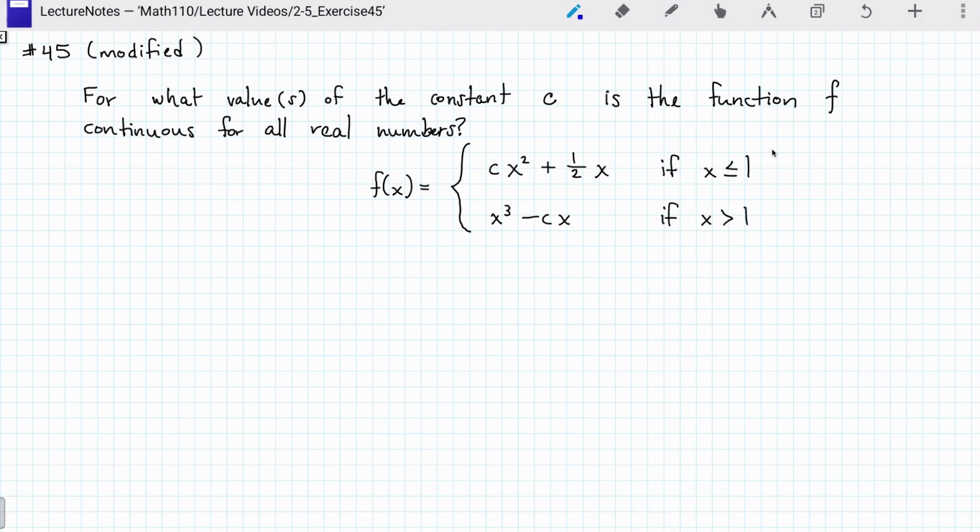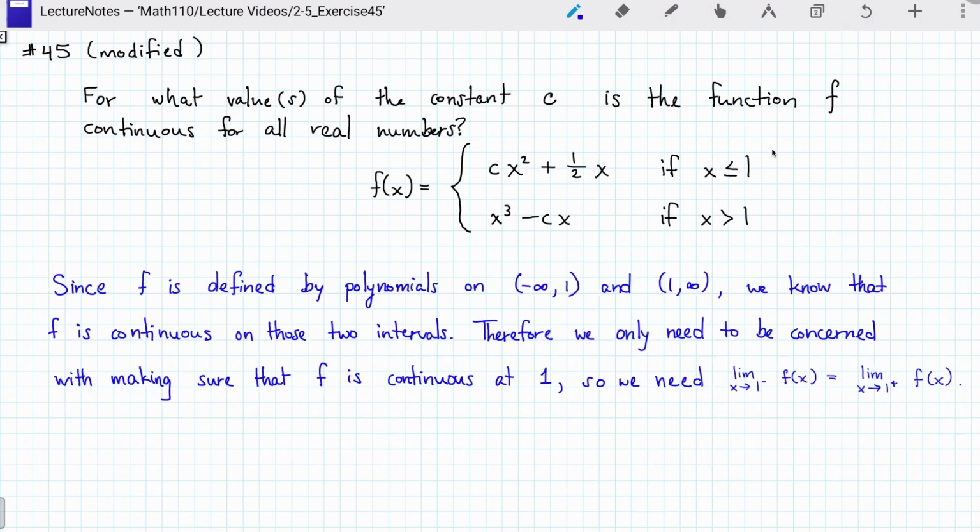This means the only thing that we need to actually be concerned about is making sure that f is continuous at 1 itself, which is to say we need to check the left-hand limit and the right-hand limit as x approaches 1 and make sure that those two one-sided limits agree with each other. So I'm going to go ahead and write that out here to make sure that we have all of that written in our neat and tidy homework.